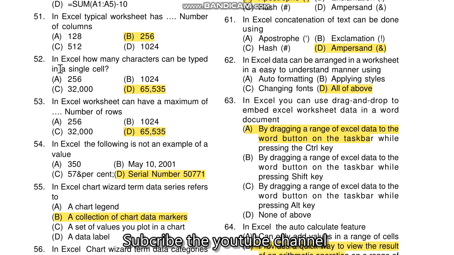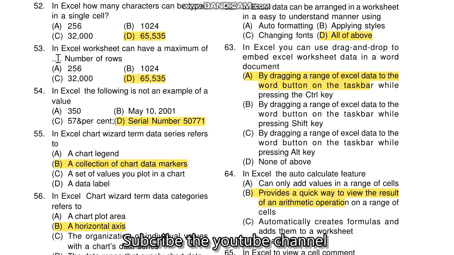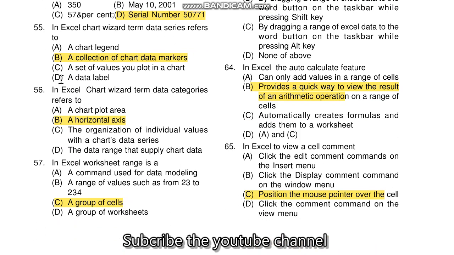to 56. 52 in Excel how many characters can be typed in the single cell? 65,535. 53 question Excel worksheet can have a maximum of the number of the rows. 65,535. 54 question in Excel the following is not an example of the value of the serial number 50,771.